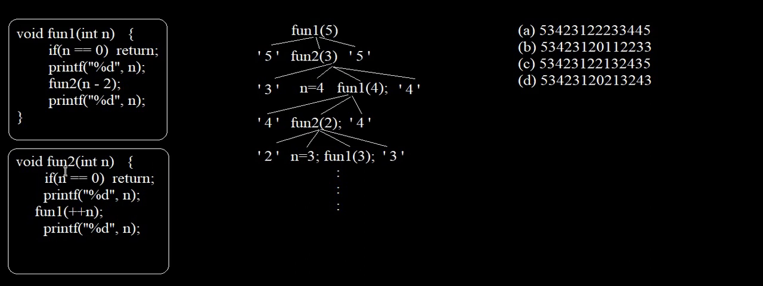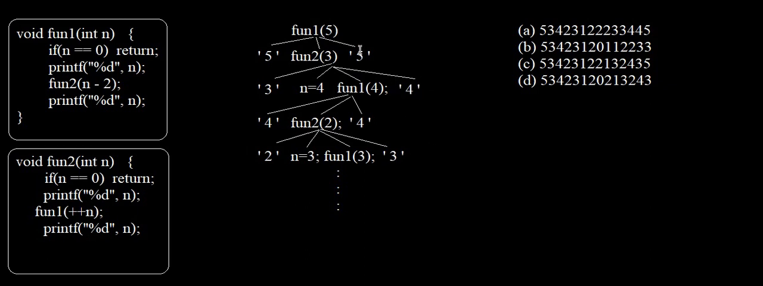Here n is not equal to 0, so it does not return anything. Print n. What is n here? 3. Print 3. Now we have to call function 1 with the pre-increment of n and then place it. First increment the value of n. What is the value of n here? 3. Increment by 1, which is 4, and then place it. Function 1 of n also uses printf of n. What is the value of n now? 4. So just mark 4 here.